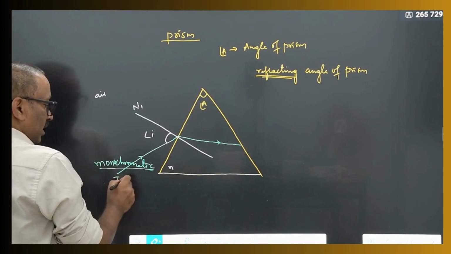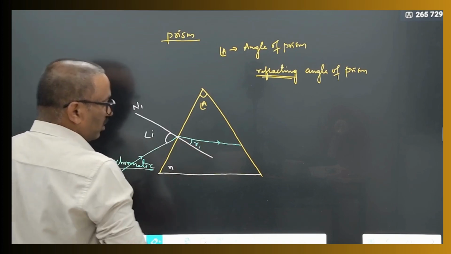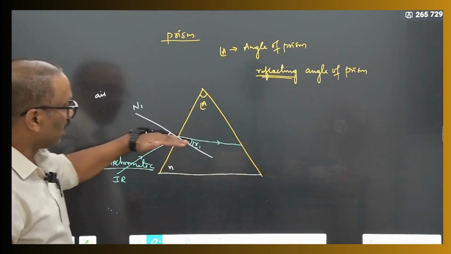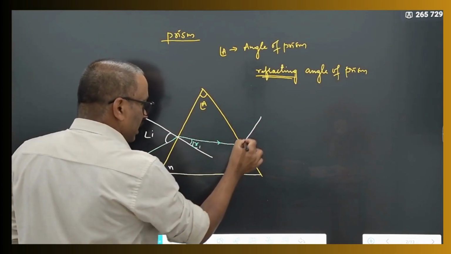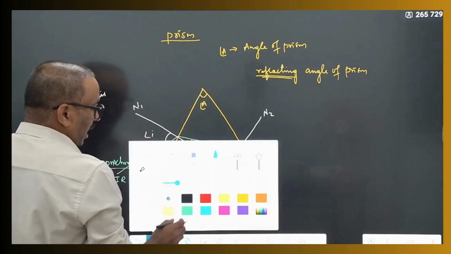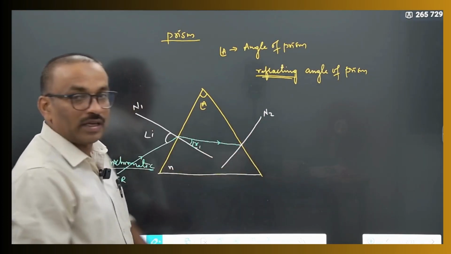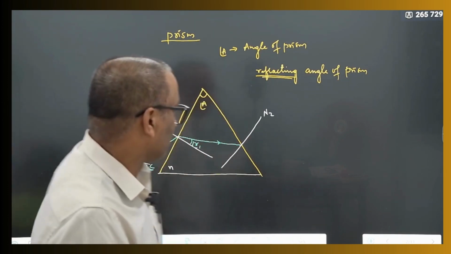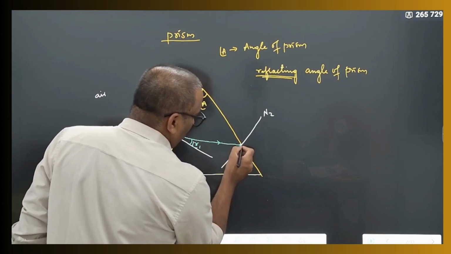This is your incident ray and this is your refracted ray. It makes an angle of refraction, R1, your first angle of refraction. Now it goes in a straight line and is again incident onto the second surface. Here this is your normal 2. Now the light ray is traveling from the denser medium to the rarer medium again. When it enters the rarer medium, it will bend away from the normal.